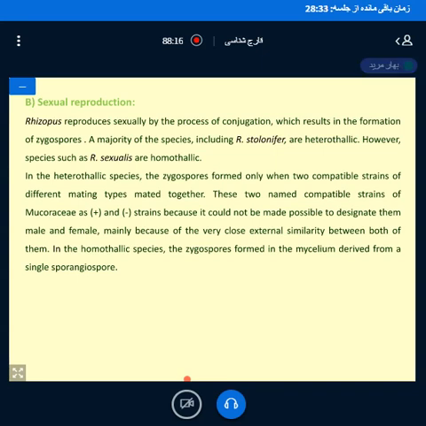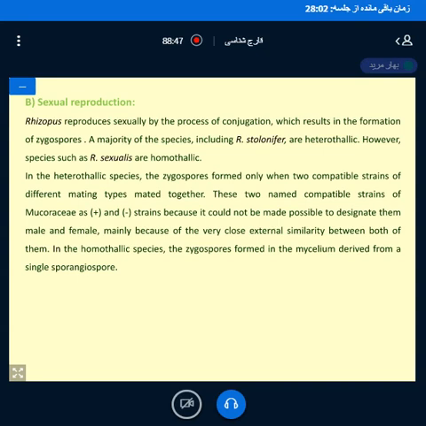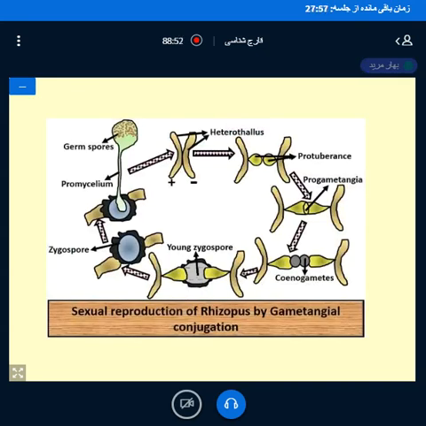Has the sound gotten better? Do you see the slide? I can't see it.